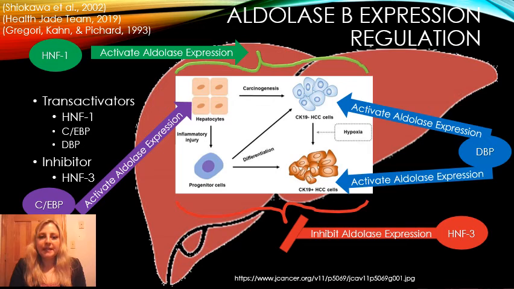DBP, or albumin D element binding protein, shown in blue, is a transactivator as well, but works specifically in hepatoma cells, or hepatic cancer cells, shown as HCC cells in this illustration. On the other hand, HNF3, or hepatocyte nuclear factor 3, shown in red, is a strong inhibitor of aldolase B expression in the liver. This inhibition is competitive with HNF1 and non-competitive with DBP action.